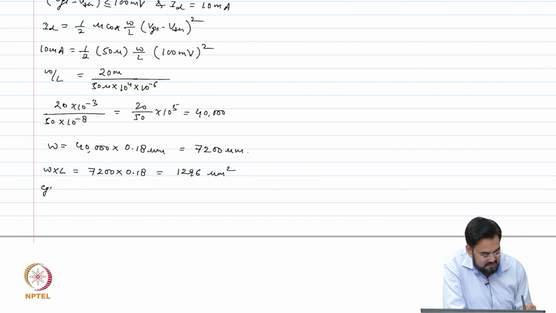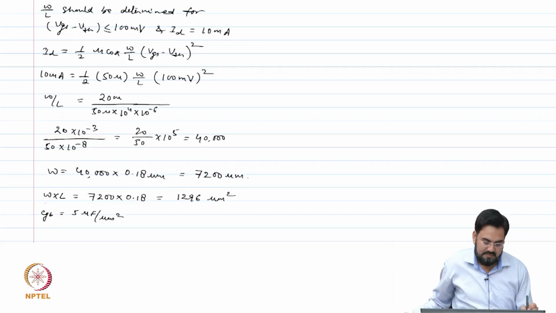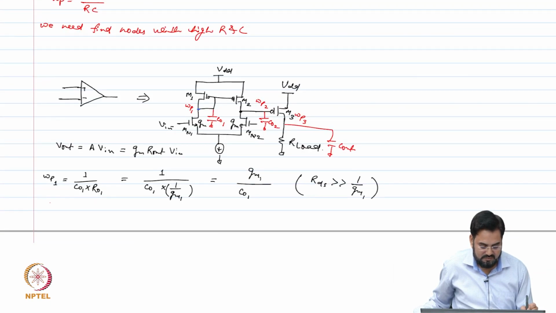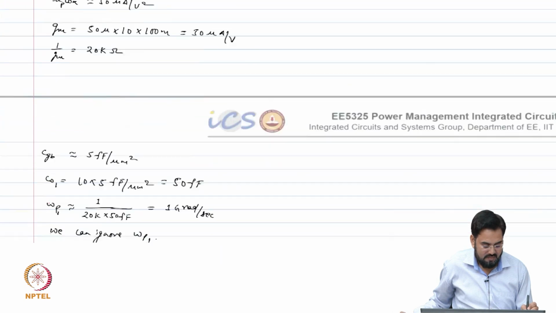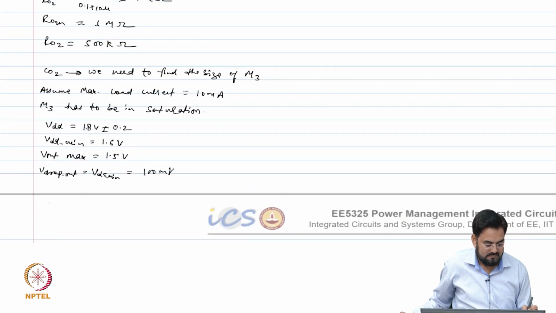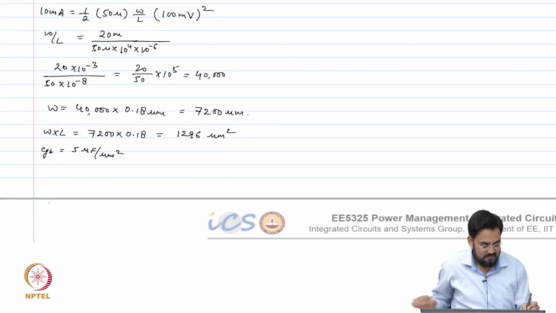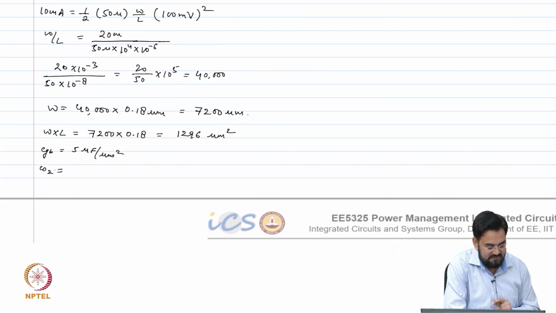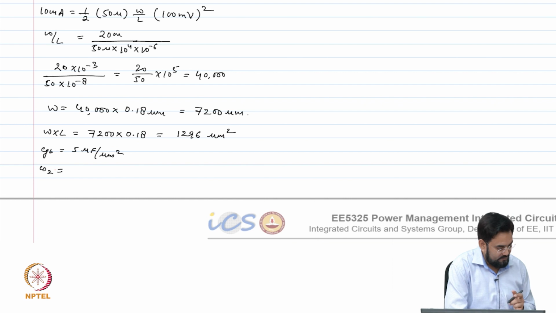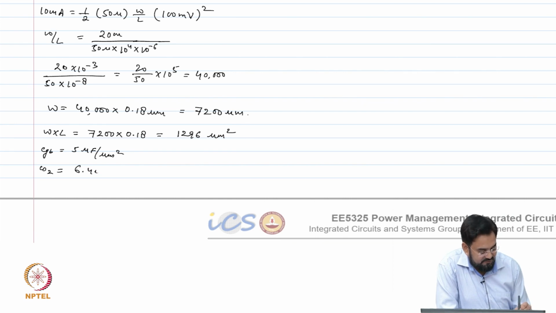And we know that what is the cap? 5 femtofarad per micrometer square. So what is the capacitor at this node? What we call it? CO2. Okay. CO2 equal to 1296 multiplied by 5. 6.48 picofarad.